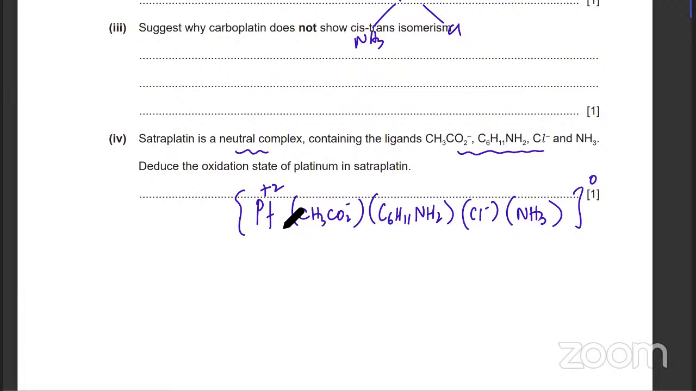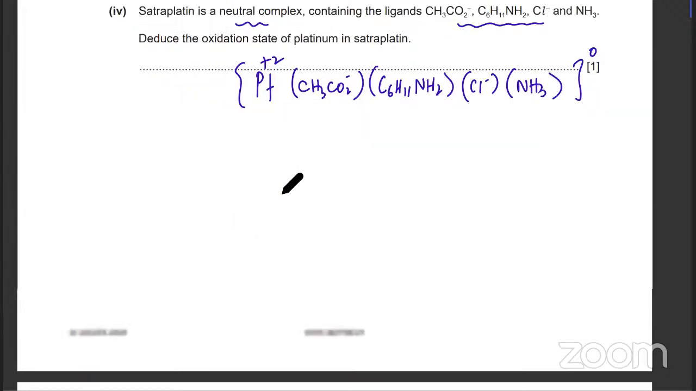No. I mean, it's just that you had to figure out what the charge on platinum was. He talked about platinum. So it had all these complexes, and the overall charge was neutral at 0. So it can only be 0 if this is +2.